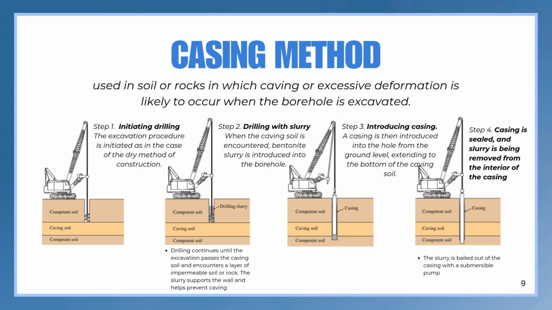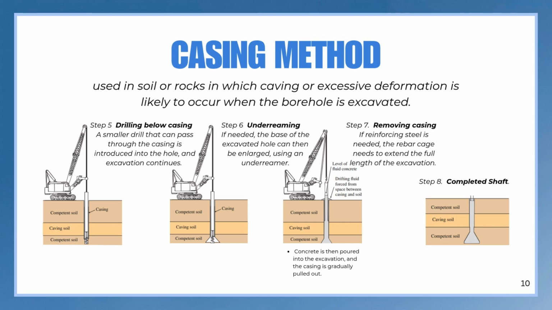Step 4. Cleaning and sealing. Any debris or slurry inside the casing is removed. The interior is then prepared for the next phase of construction, such as concrete pouring or installation of structural elements. Step 5. Drilling below casing. A smaller drill bit is used to continue excavation beneath the installed casing. This allows the borehole to reach deeper layers while the upper portion remains protected and stable.